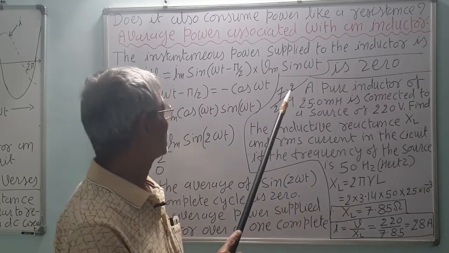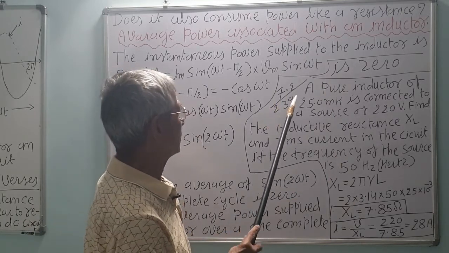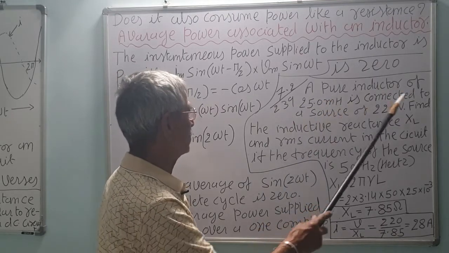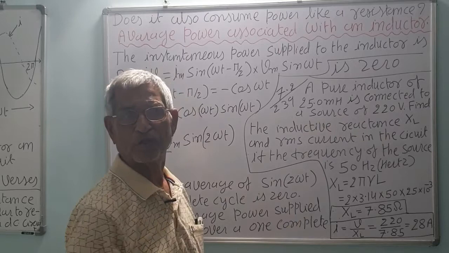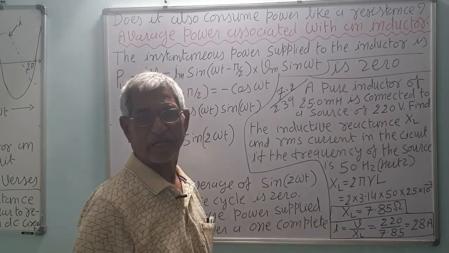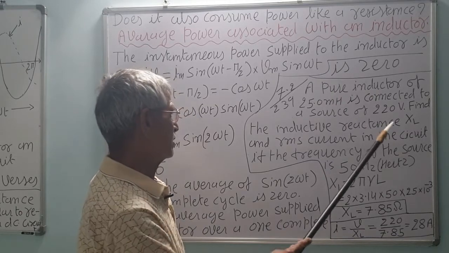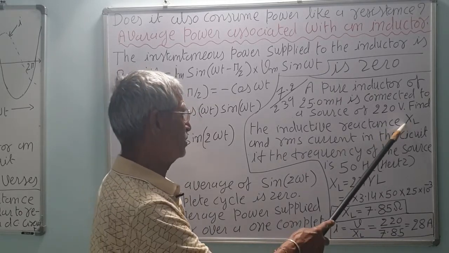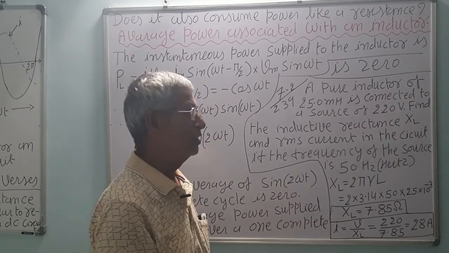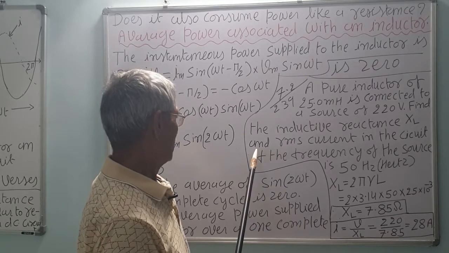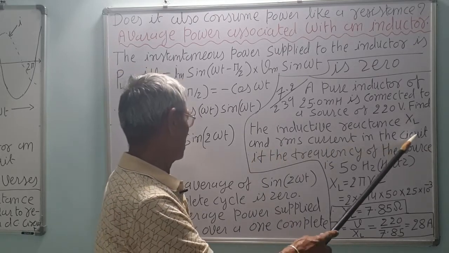Now example 7.2 on page number 239. A pure inductor of 25 millihenry is connected to a source of 220 volt. Find the inductive reactance, that is XL. What is inductive reactance? XL. What is inductor? L. Remember, XL is not L. XL is equal to 2 pi nu L or omega L, and the RMS current in the circuit.